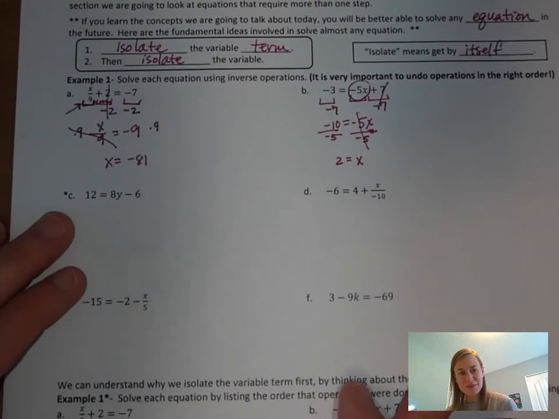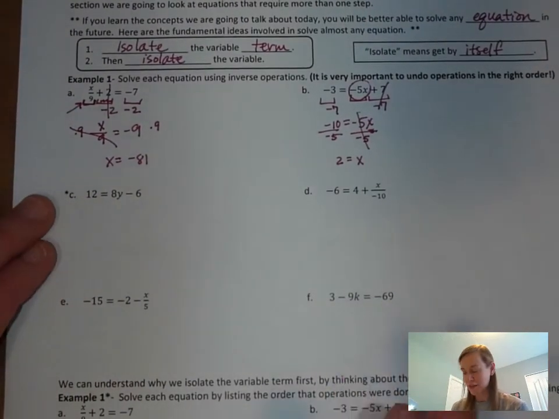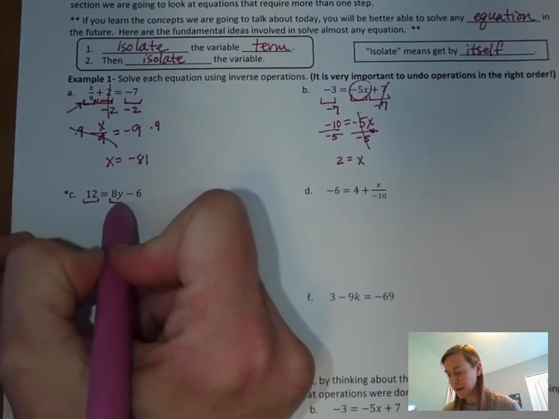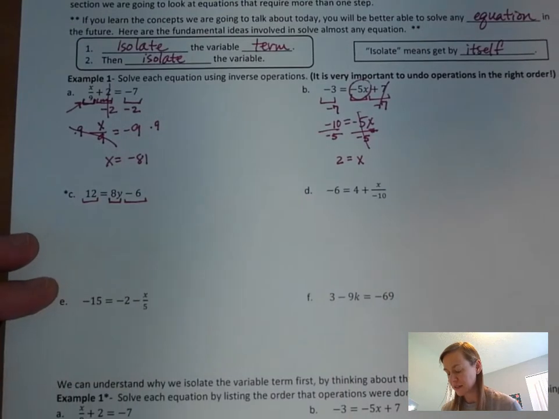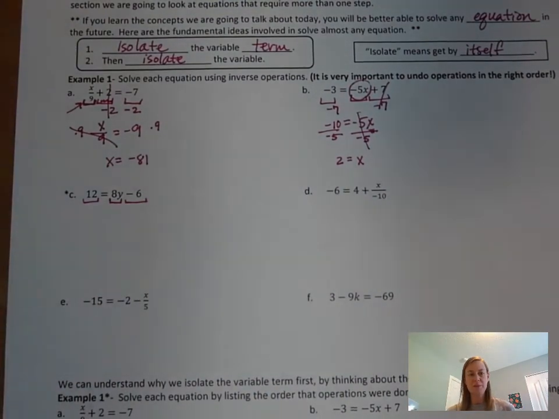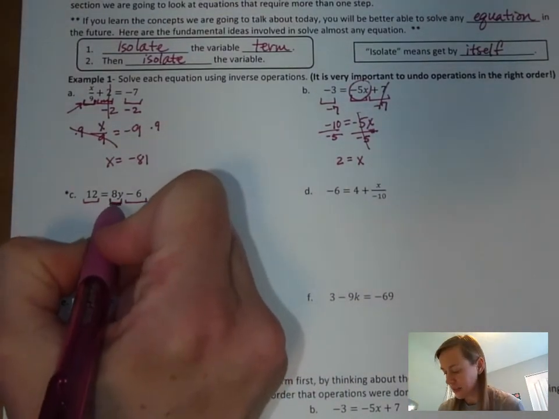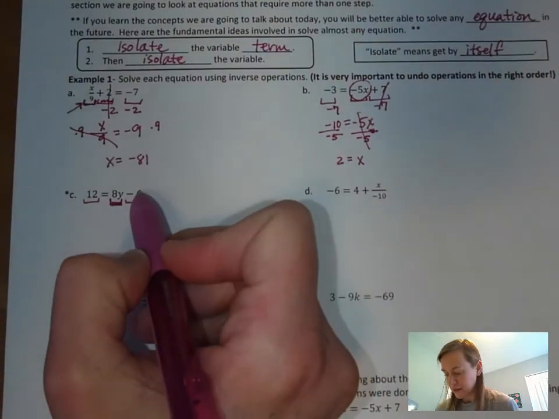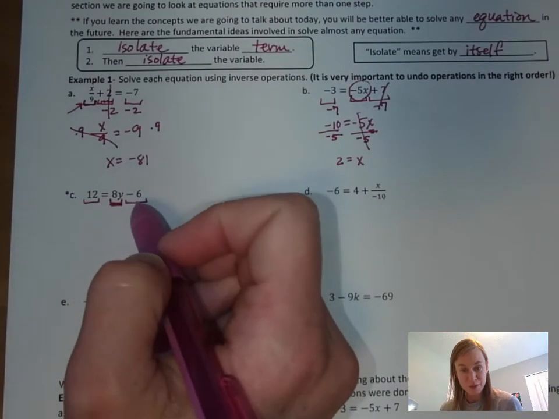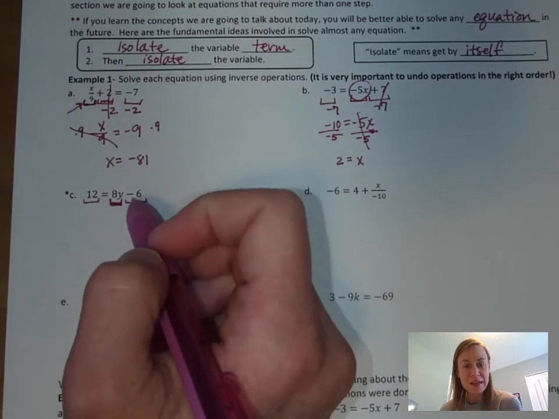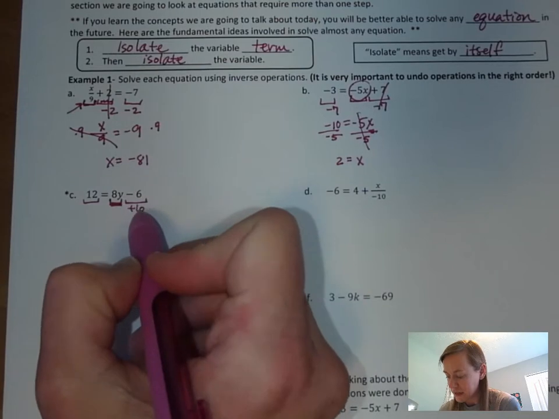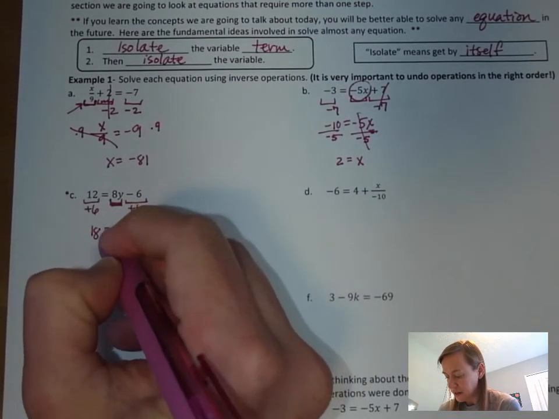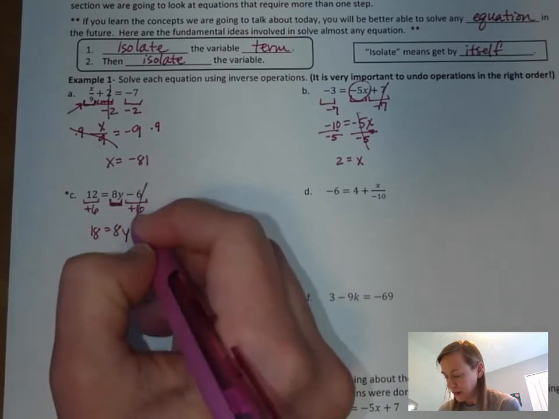If you're feeling brave, stop the video. Try C by yourself. I'm going to go ahead and underline my terms. We have 12, we have 8y, and we have negative 6. Now, which one of those terms is the variable term? That's right, it's this one. So that's what we want by itself. So let's get rid of the negative 6, or the minus 6, whichever way you want to say it. Right now it's minus 6, we need to do the opposite, which is to add 6. We'll do it to both sides, and we're going to get 18 equals 8y, and that just cancels out.